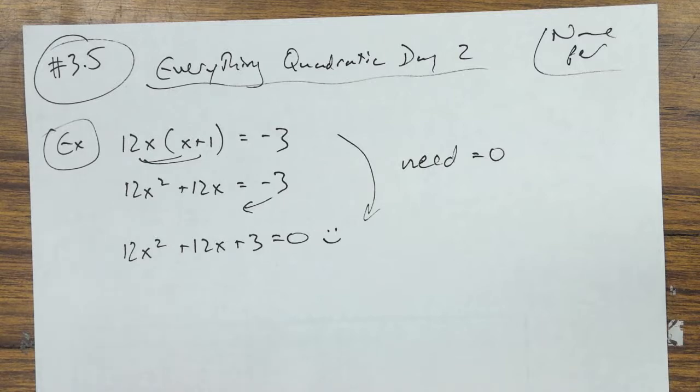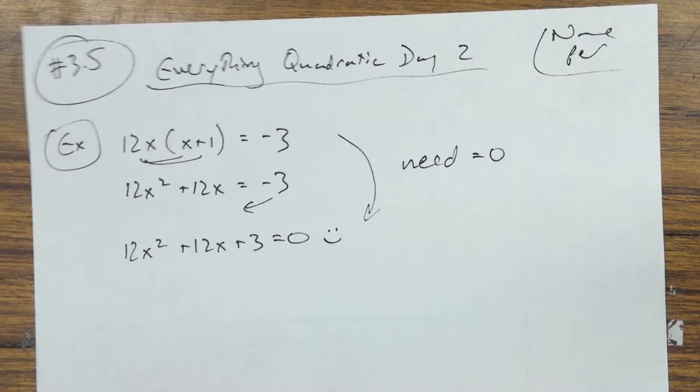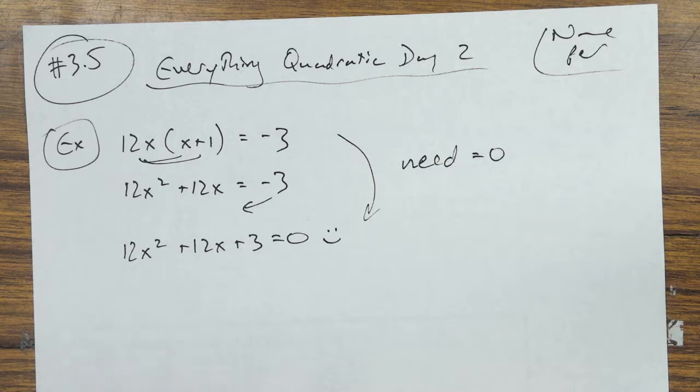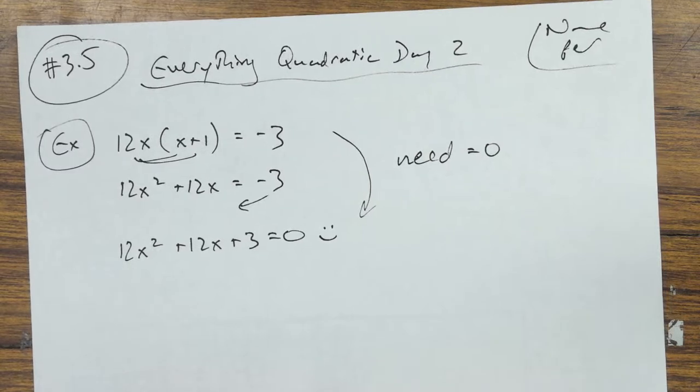So first and foremost, if it's equal to 0 already, you don't have to do that. If it's not equal to 0, you have to do that. So that's the first checkpoint that you need to verify.